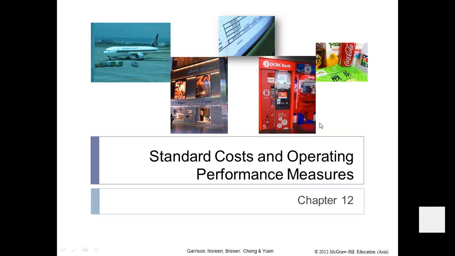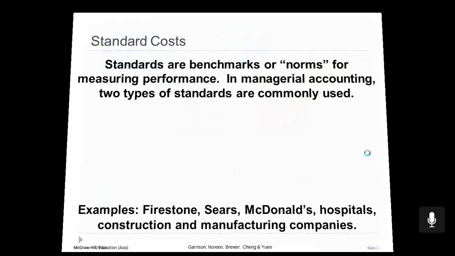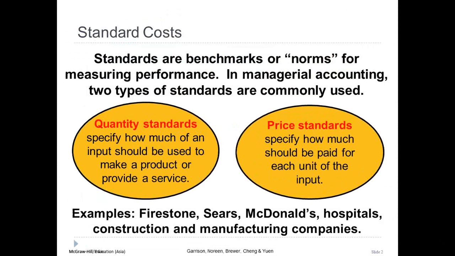Chapter 12, Standard Costs and Operating Performance Measures. This lecture extends our study of management control by explaining how standard costs are used by managers to control costs. It demonstrates how to compute direct materials, direct labor, and variable overhead variances. And we're also going to define some non-financial performance measures that are frequently used by companies.